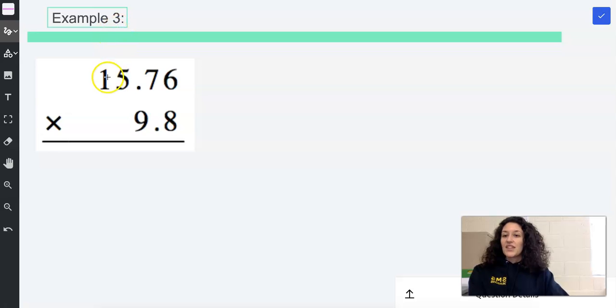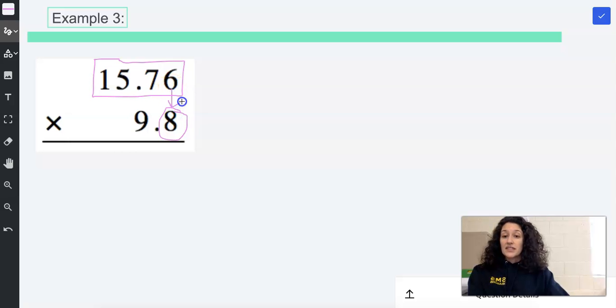Example 3. 15 and 76/100ths multiplied by 9 and 8/10ths. First, we need to make sure that we multiply each digit from this number by each digit from this number. And to do that, I'm going to start by multiplying these digits by the 8.